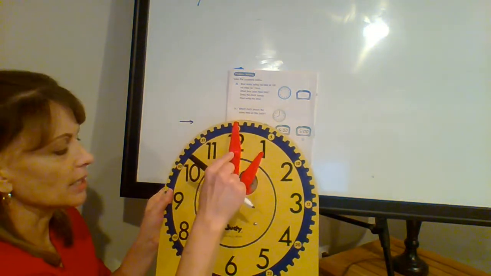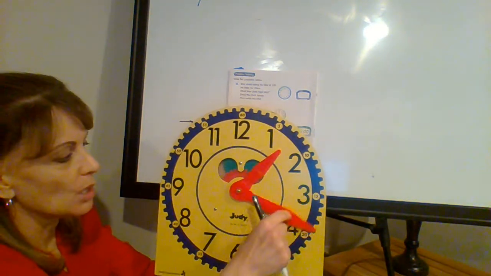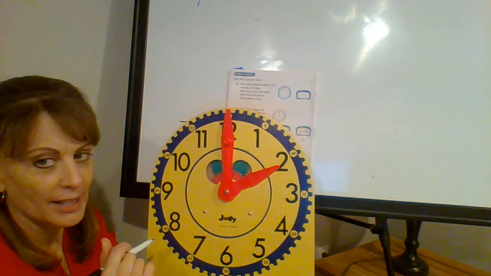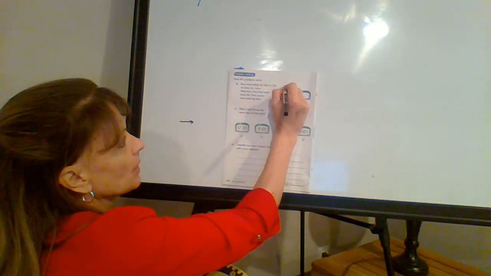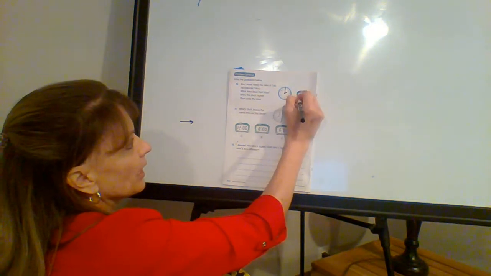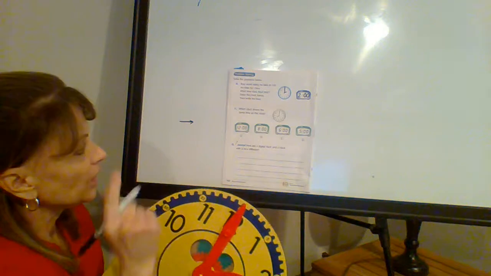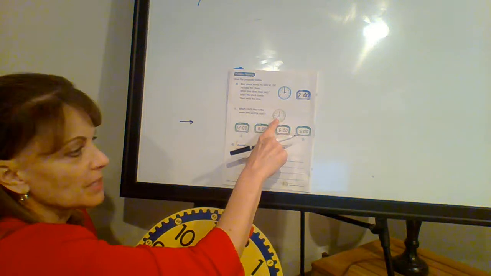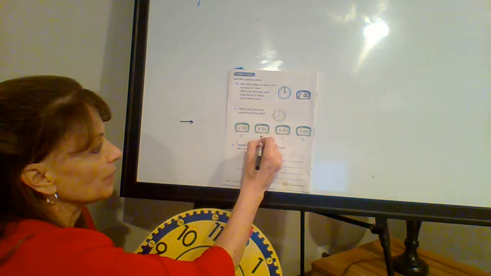So if he starts at 1 o'clock and he rides his bike for 1 whole hour, what time is it? 2 o'clock. Very good. So the little hand is on the 2, the big hand is on the 12, and we write 2, 0, 0. It's 1 hour later than when we started. Which clock shows the same time as this clock? Well, what time does that say? Good, 8 o'clock. So it's this one right here.